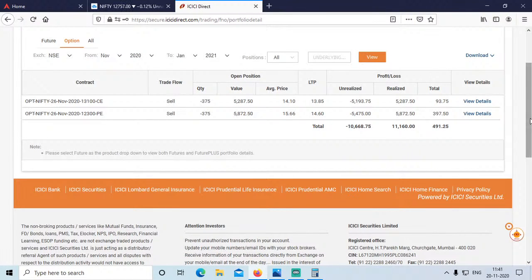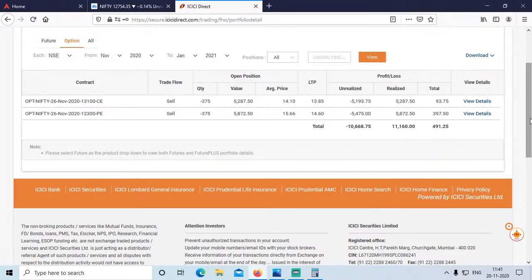Our total profit comes around 491 rupees. Our maximum profit was around 700 initially, but now the profit got reduced and slowly it is increasing.